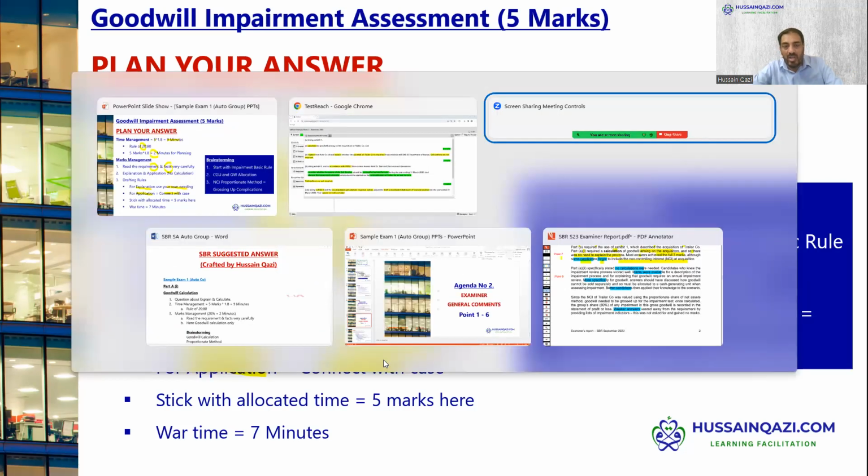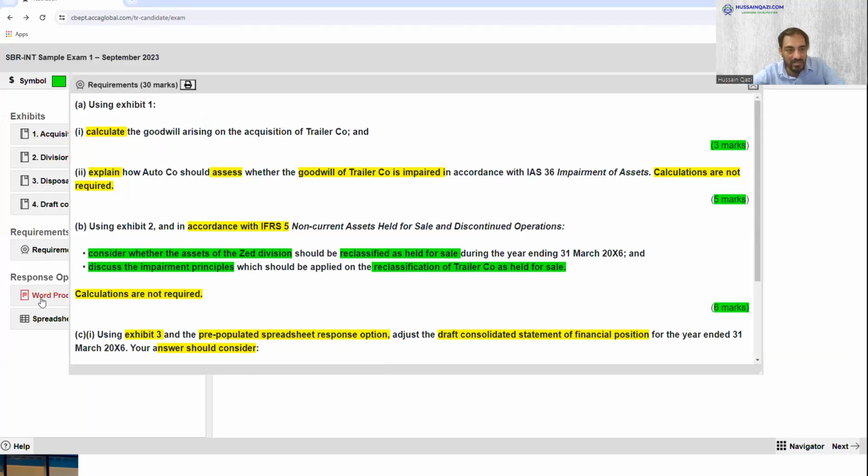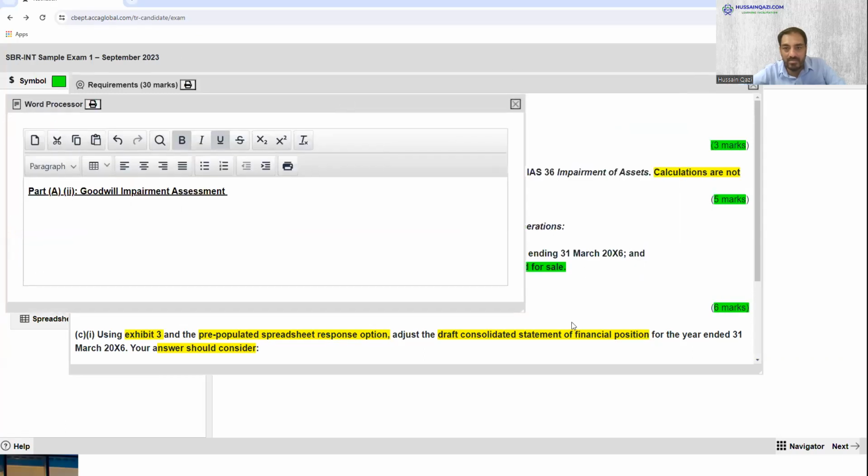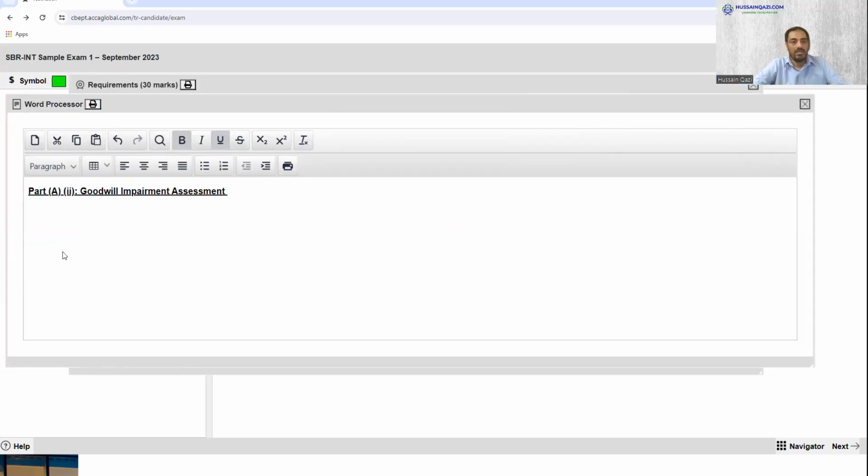If I say that, if you are going to start your answer, so yes, you will work with the spreadsheet. So whatever you have planned, stick with the plan, with the time and the brainstormed points you have identified. For example, start with impairment basic rules. An asset is impaired if its carrying amount exceeds the recoverable amount, with an explanation of the recoverable amount.